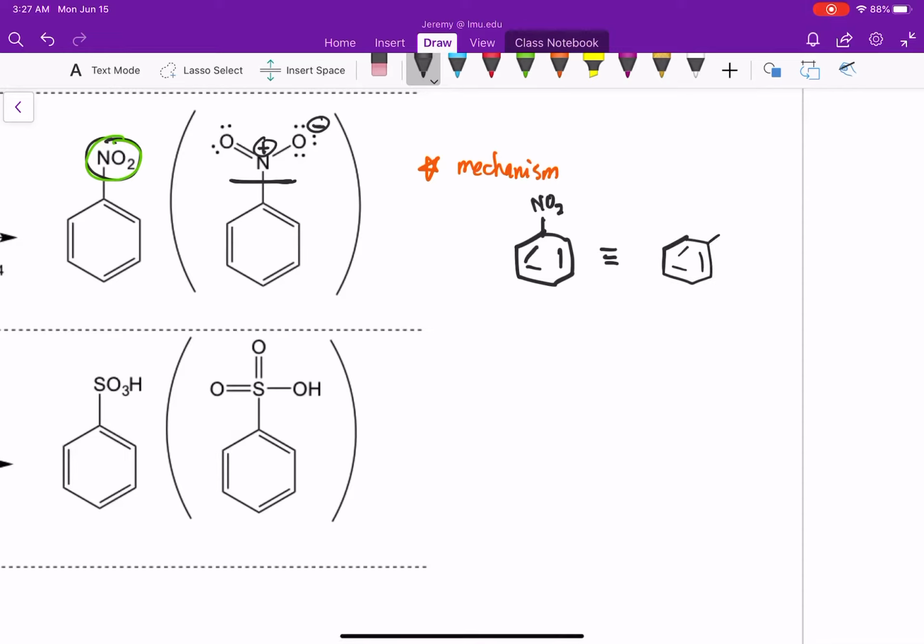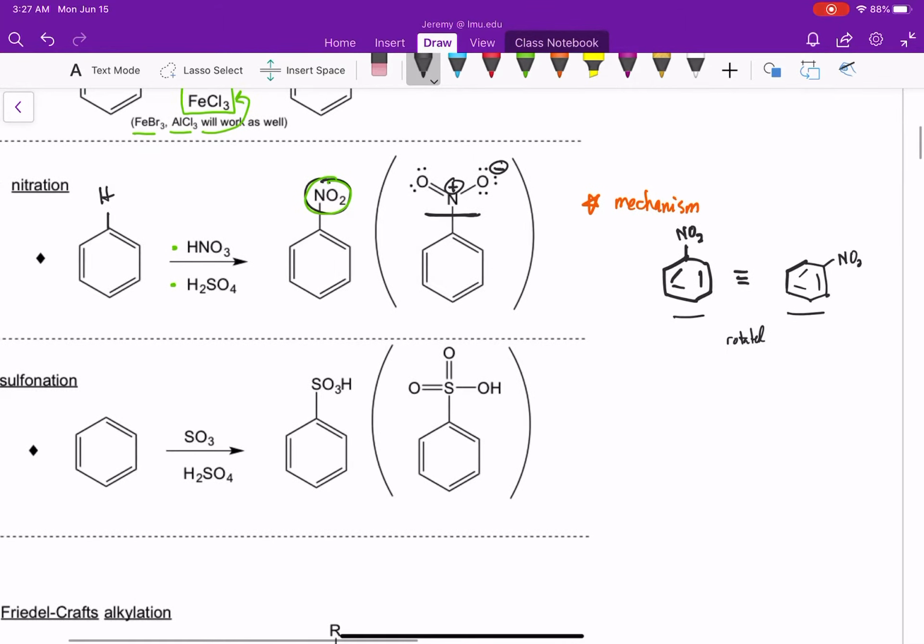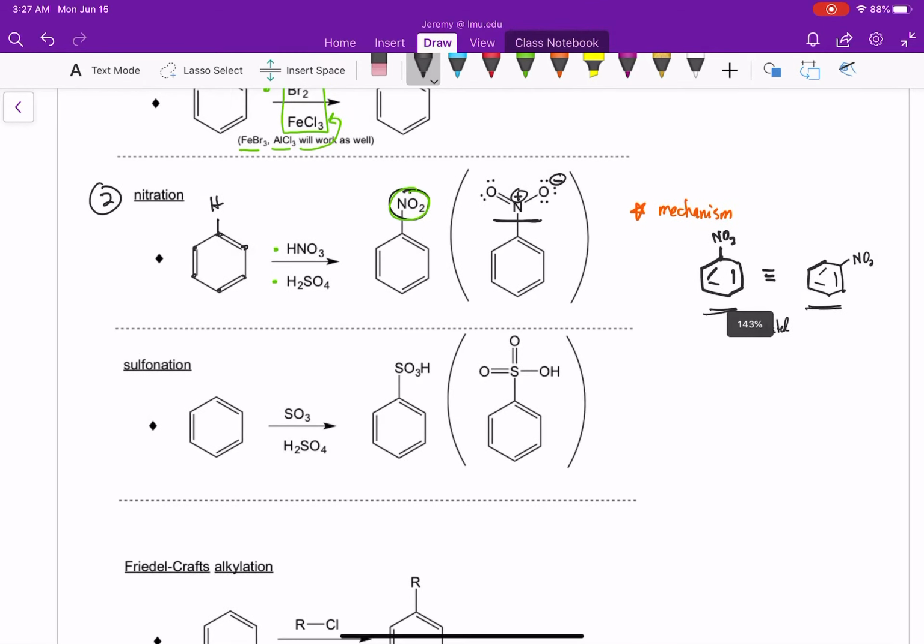So if we have the NO2 on the right, or at the bottom, or on the left, it's the exact same compound. These are the exact same compounds. They're just rotated by 60 degrees. So we can really add the NO2 to any one of these carbons when we start with benzene. It's the exact same compound no matter where you put the NO2 group.